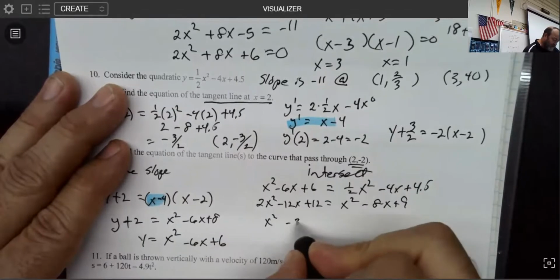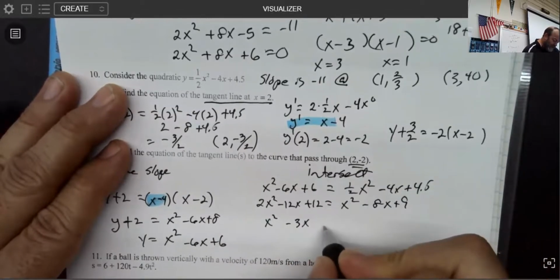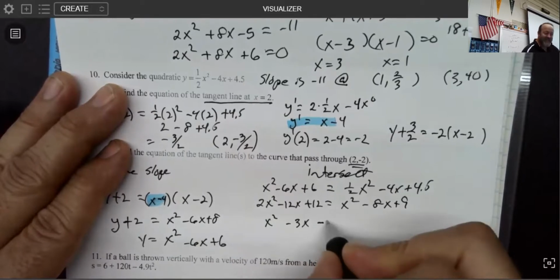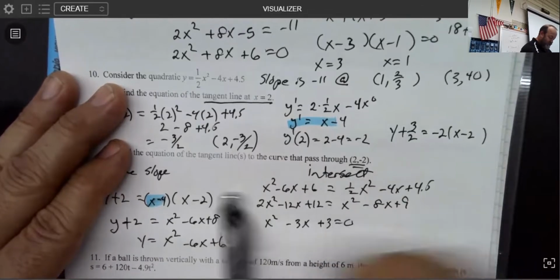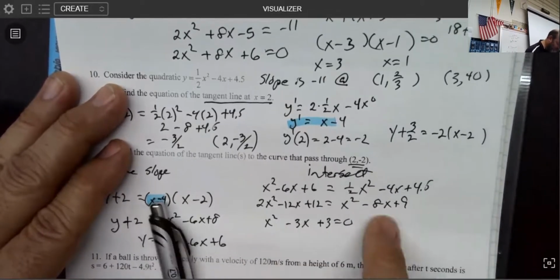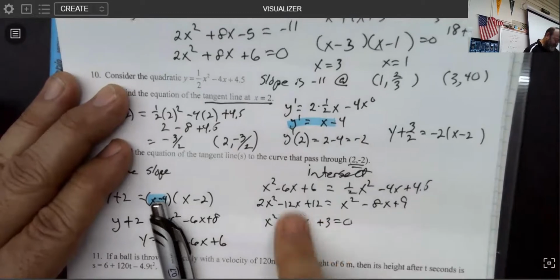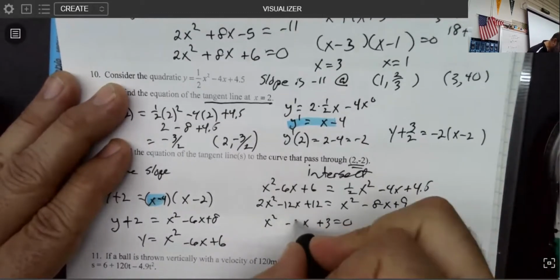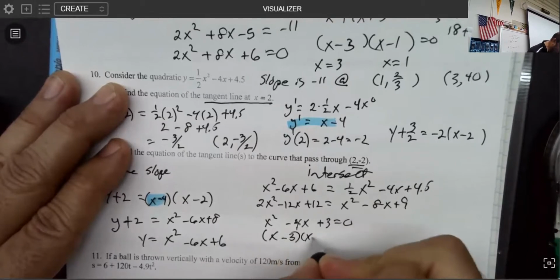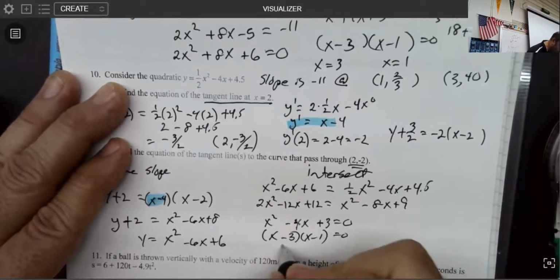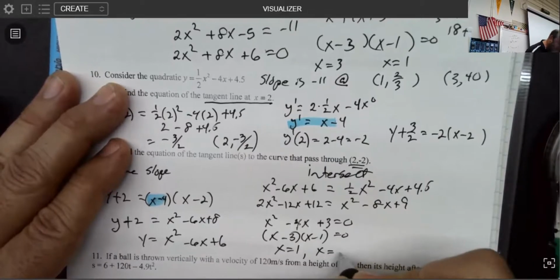And so moving things around a little bit at a time, I'll fix that in just a second. That should be a plus 3 equals 0. Of course, this value, 12 and 8, would actually make 4. That was kind of silly. So it factors really nicely to x minus 3 and x minus 1, making the values of intersection x equals 1 and x equals 3.